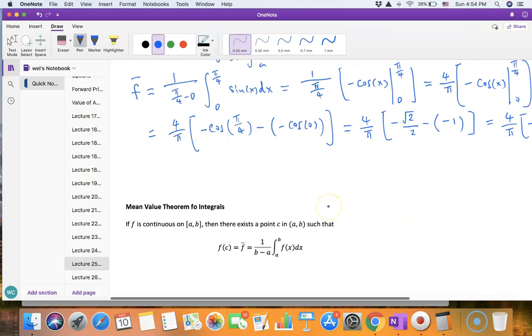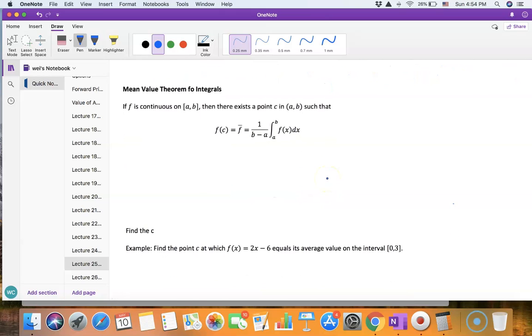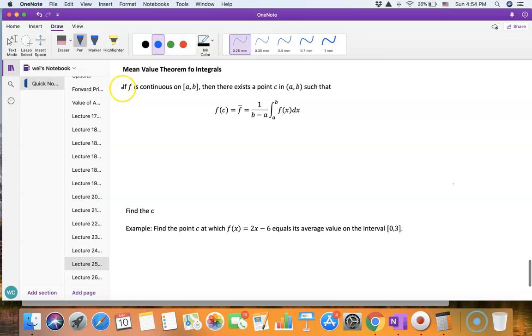Okay, so the last thing in this lecture is the mean value theorem for integrals. So the result is if a function is continuous on the closed interval AB, then there exists a point C in the open interval AB such that the function at C equals the average value of the function.